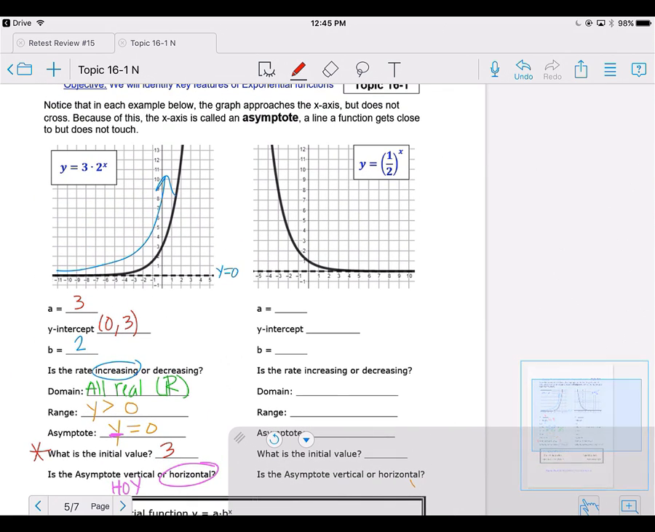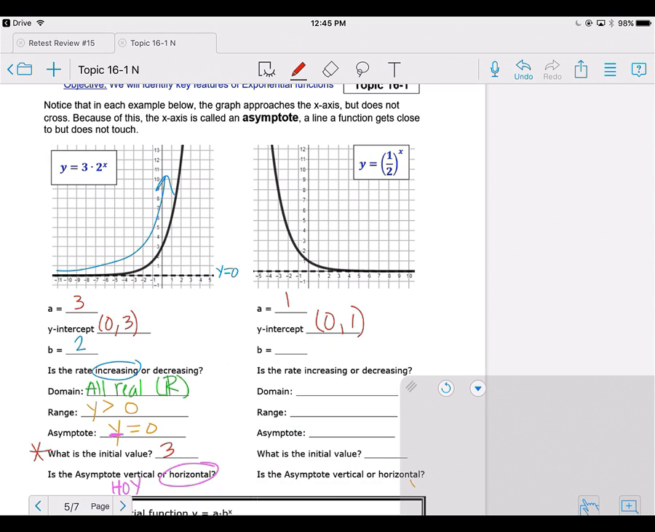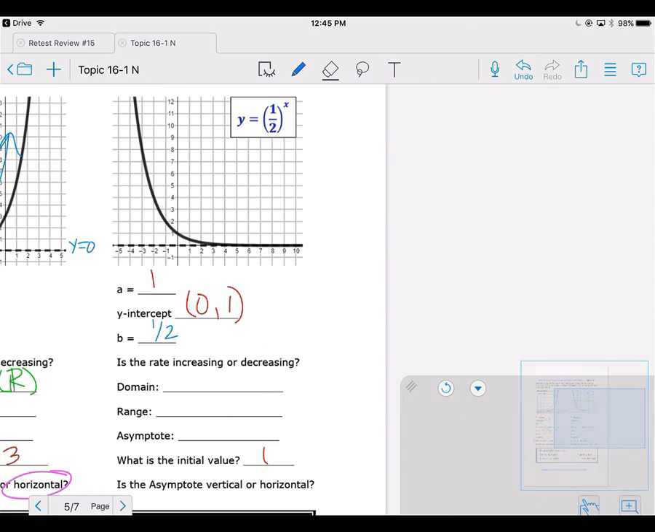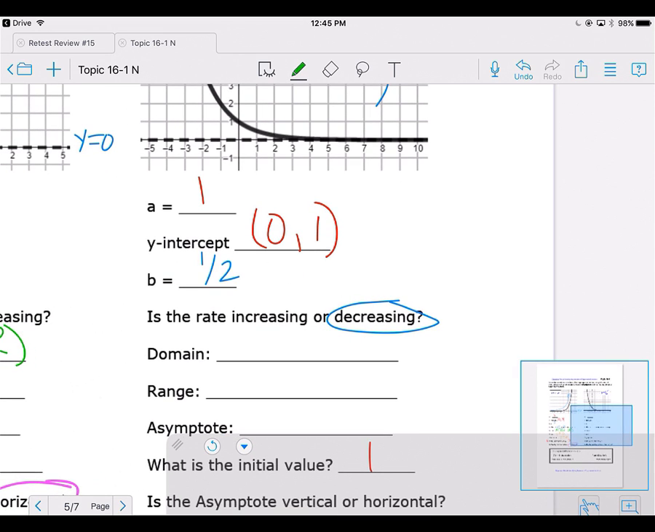So for the second one, my a value is an invisible 1, so my y-intercept is 1, and my initial value is 1. My b value is 1/2 because that is what is directly attached with x. And this one, as we go from left to right, is decreasing. Domain is always all real numbers.